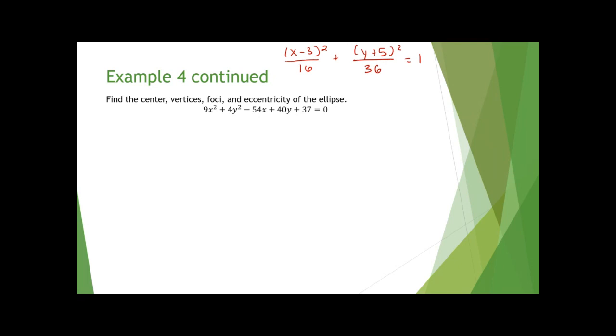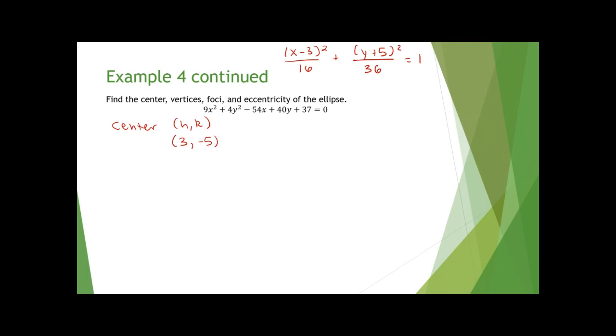So the center is h comma k, which is 3 comma negative 5. So with that one, once you have it in the right form, you can read that off of the equation.